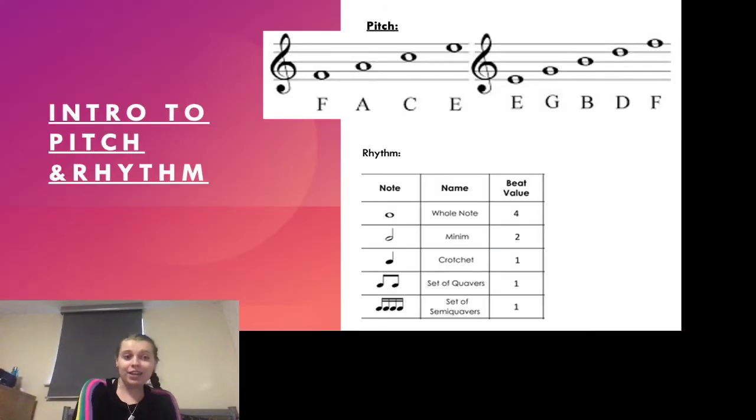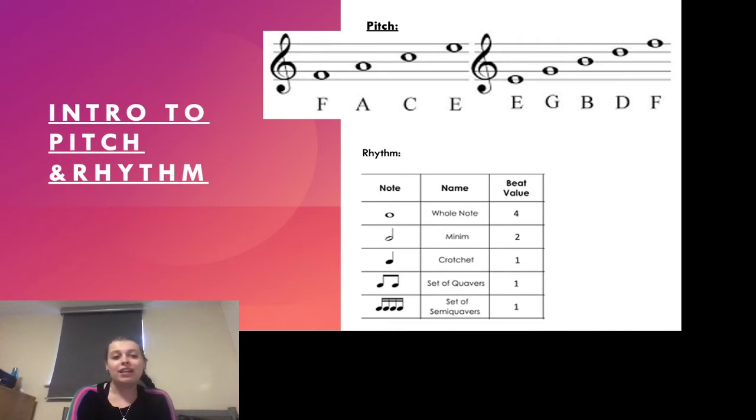So today we are actually looking into pitch and rhythm. So this is just a basic introduction. As I've said before, this is year 8, Key Stage 3, based on a curriculum. So we are going to be looking at pitch and rhythm.